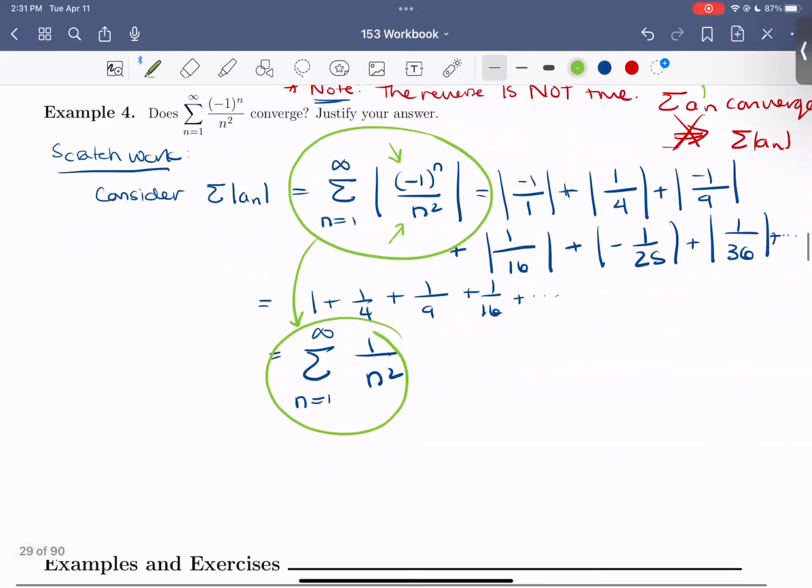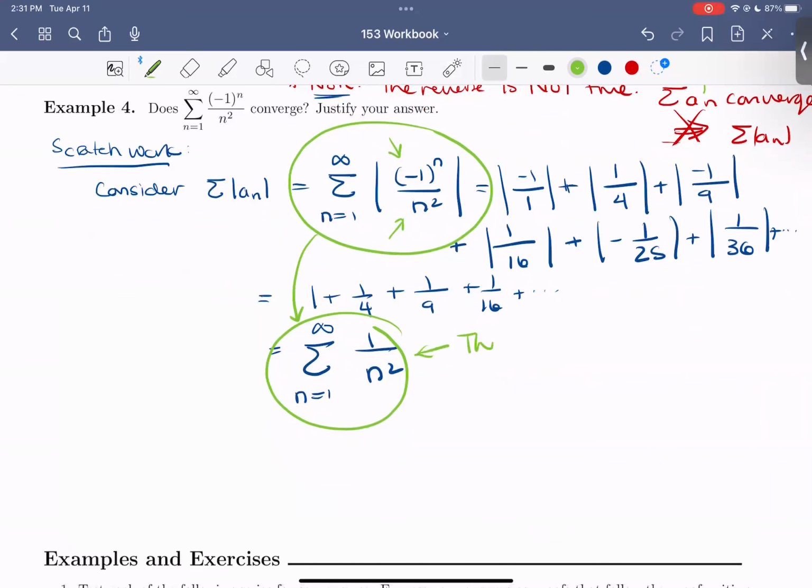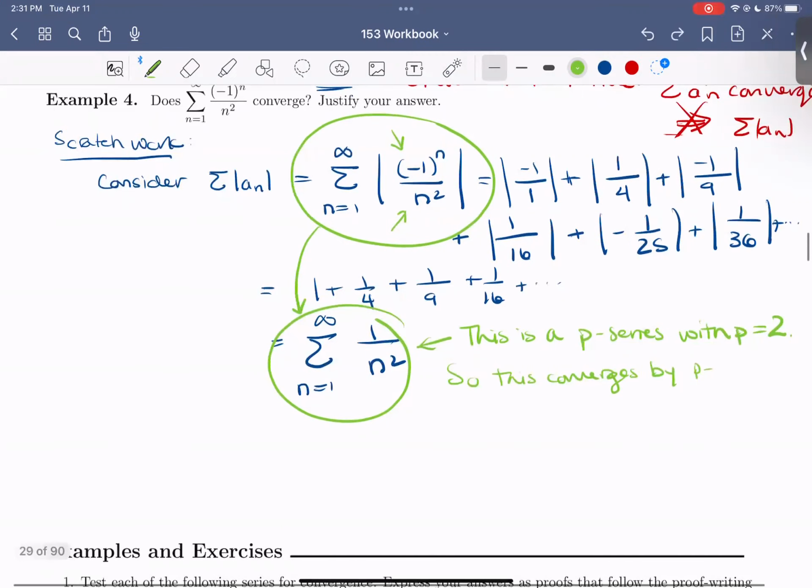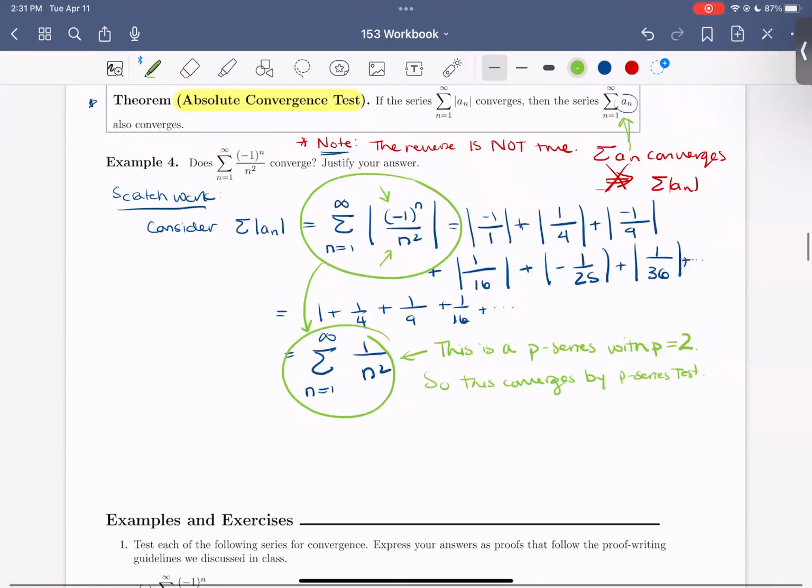Okay, well, does this series look familiar? Well, this is a p-series with p equal to what? p is equal to 2 here. So this converges by the p-series test. Cool. So that's the way we're going to prove this.